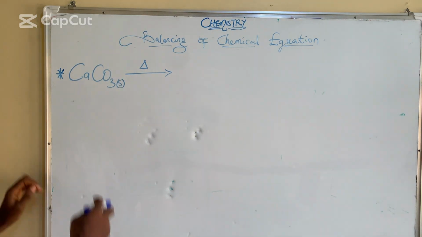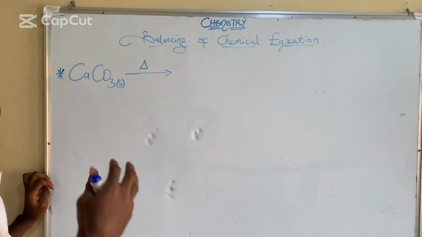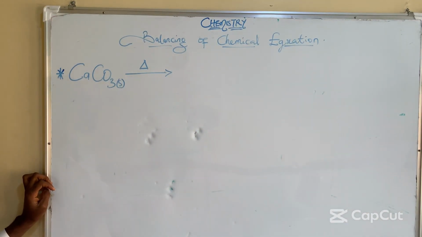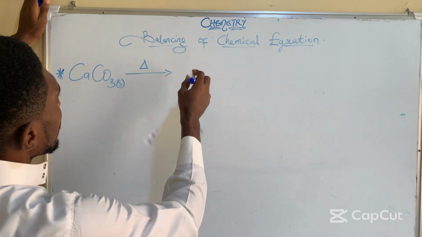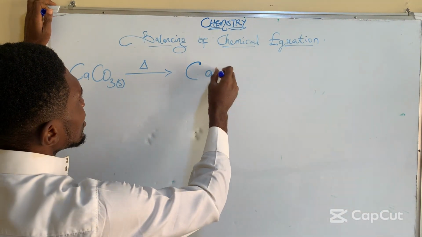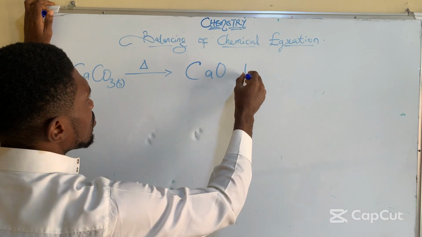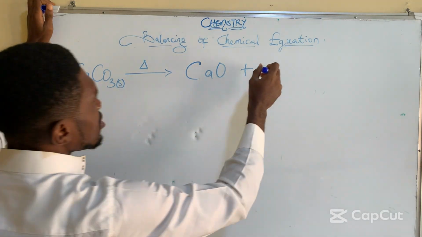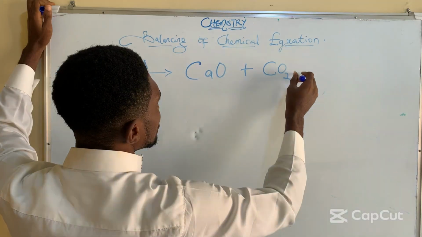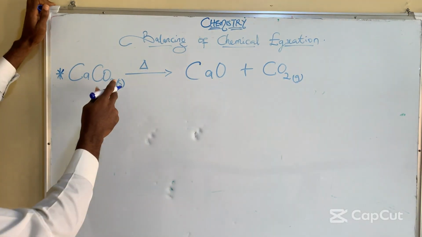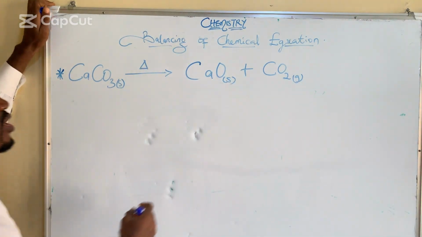Now, carbonates will break down to form a compound and carbon dioxide. That is release of carbon dioxide gas. So now here we have calcium oxide plus carbon dioxide. This is a gas. Whenever I see something like this, it's a gas. Whenever I see something like this, it's a solid. And this is also a solid.